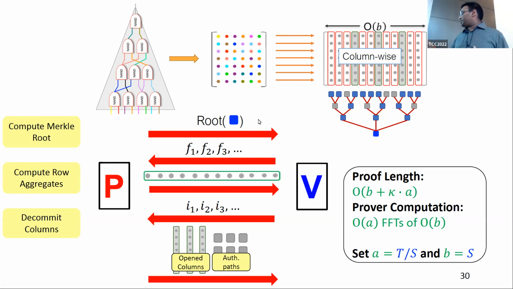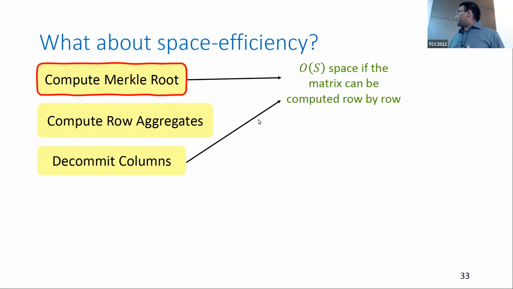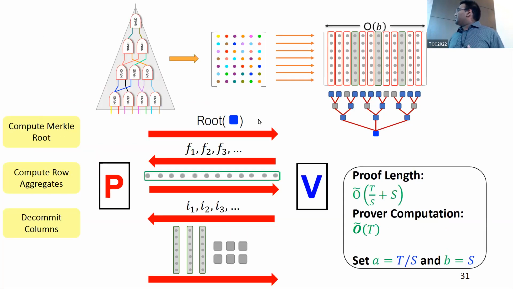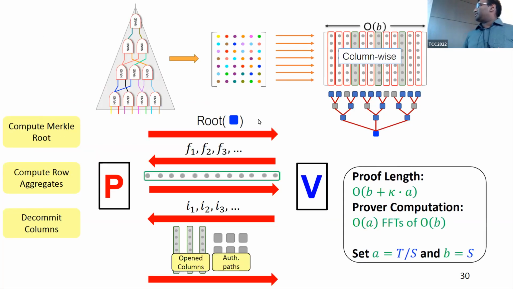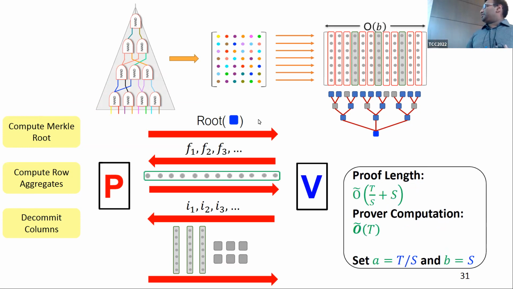And now if you set the number of rows to be square root of S, then you get the proof length to be T by S plus S, and you get the prover's computation to be order T, which is in sync with our result.